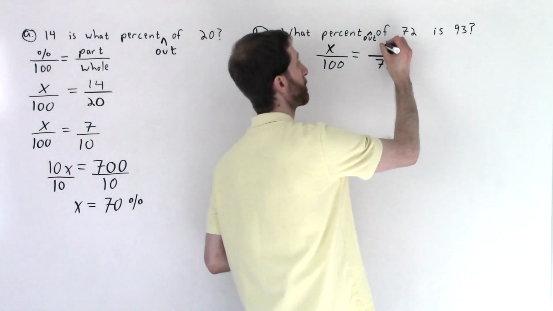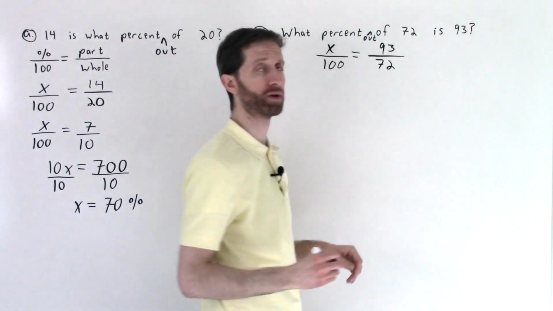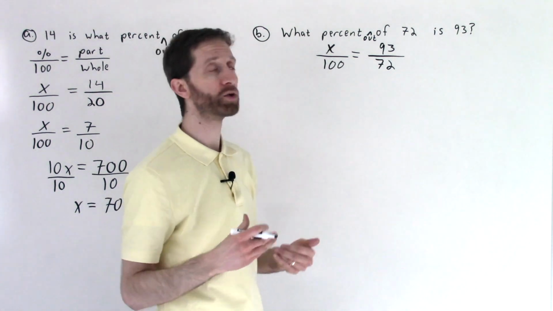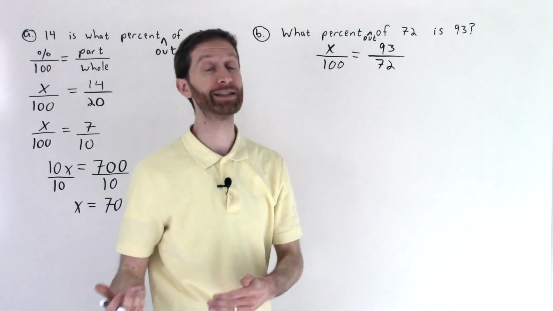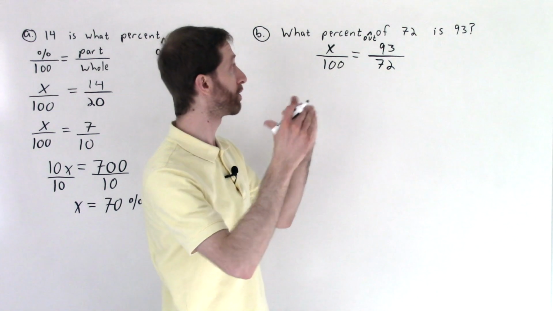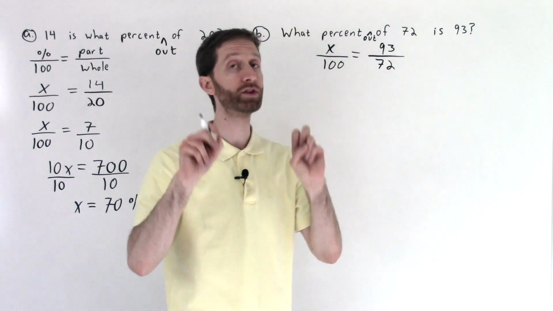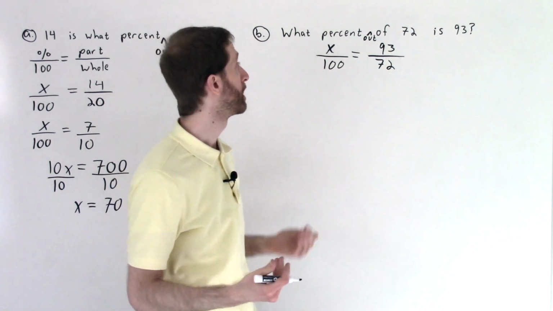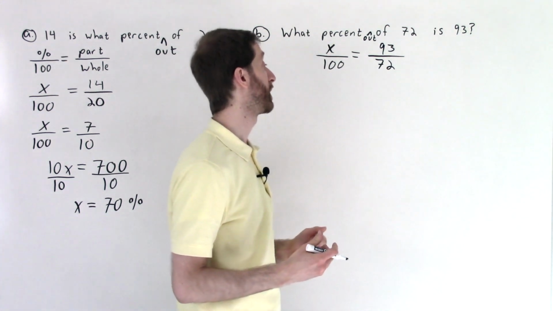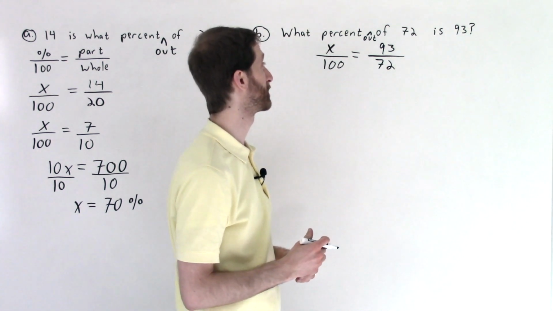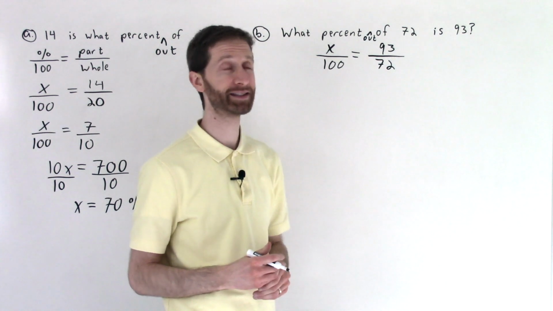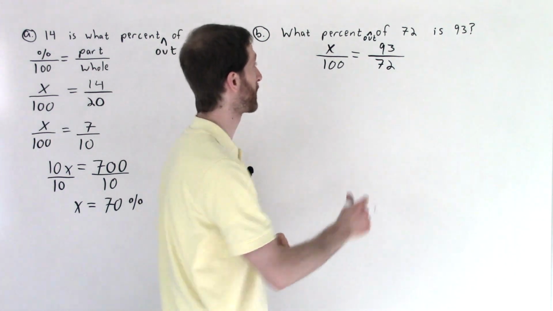So 93 is the part. And you might say, how can the part be more than the whole? These words part and whole don't necessarily mean that the part is less than the whole. You can have many parts that are more than what we consider to be a whole unit, and that is the case here. So now we look to, well, we could simplify. I think simplifying this would be a little bit nastier, to be honest. So I'm going to jump right into multiplying.